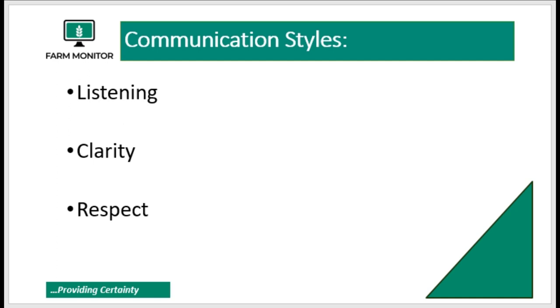Communication should be clear, it should be concise, it should be unambiguous. This will help you avoid confusion among members, misinterpretation of things that have been said, which can lead to a lot of conflict.